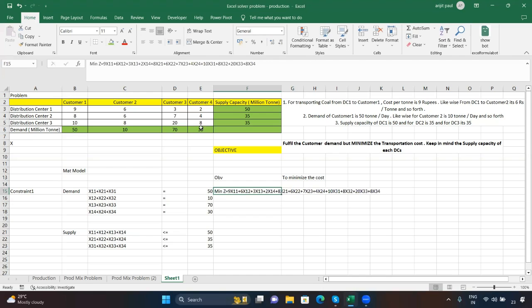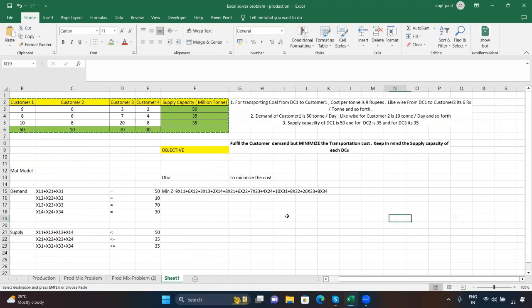Okay, so basically what we are trying to do in our objective function is that the cost needs to be multiplied with the quantity that will go from distribution center 1 to customer 1. So for an example, let me just repeat this model once again.